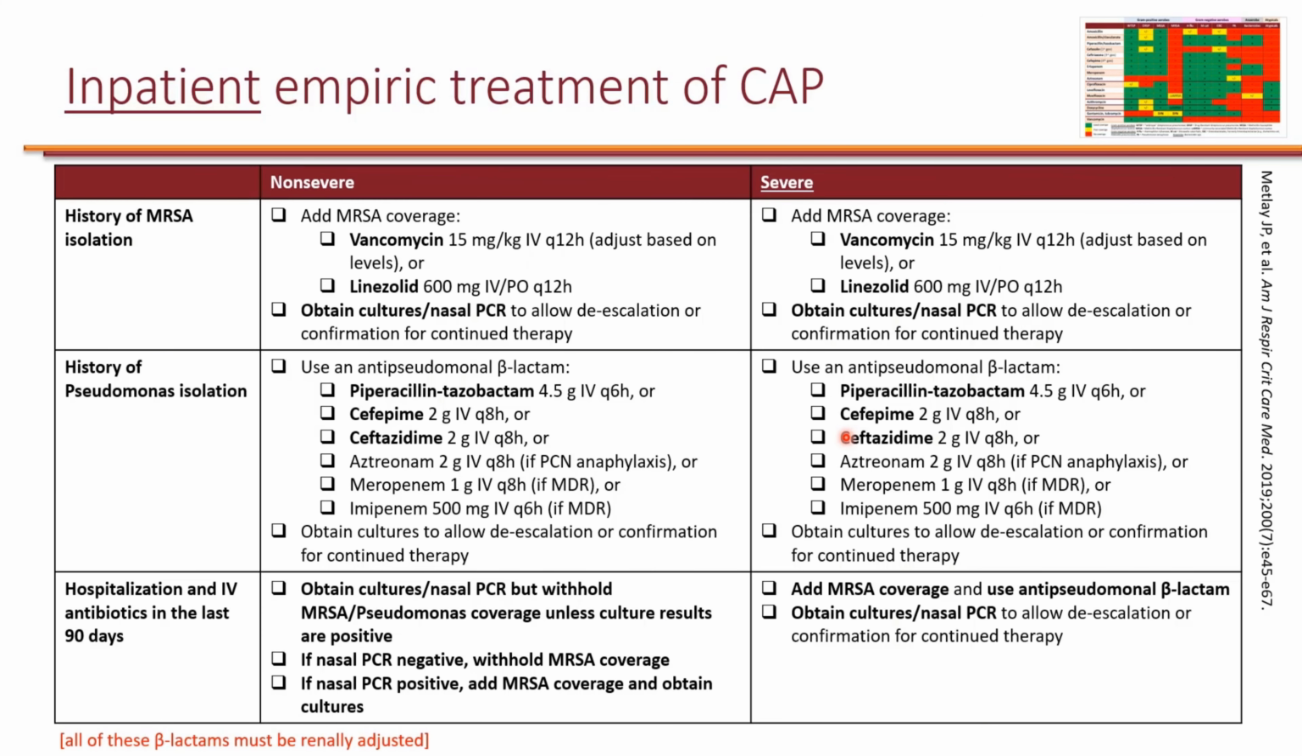For those patients who have risk factors for MRSA or Pseudomonas, here are the recommendations. If someone actually had a history of MRSA isolation, either from a past sputum culture or from a blood culture, then the guidelines recommend that regardless of whether it's non-severe or severe, to add MRSA coverage.